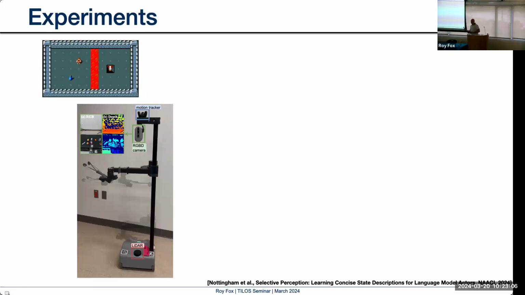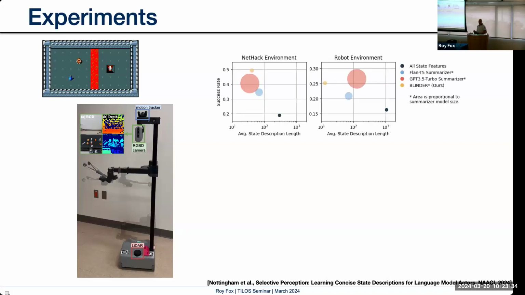So we experimented with this in 2 domains, NetHack, and this robot we have in the lab. It's called Stretch 2. It has all kinds of sensors that we use behind the scenes for low-level control, but for what matters here, we have an RGB camera that we're pointing at the table, capturing those objects and describing them in text, and that's our raw state representation.